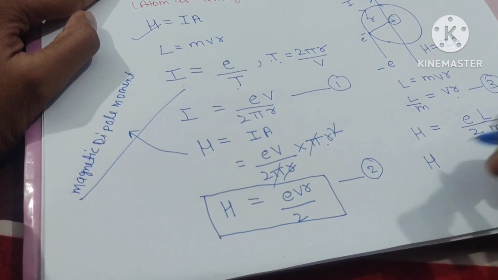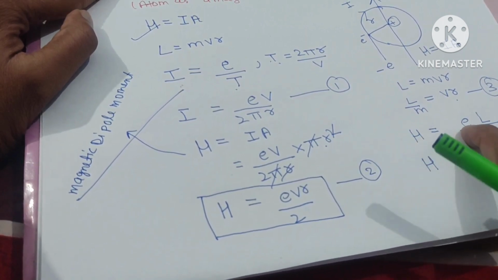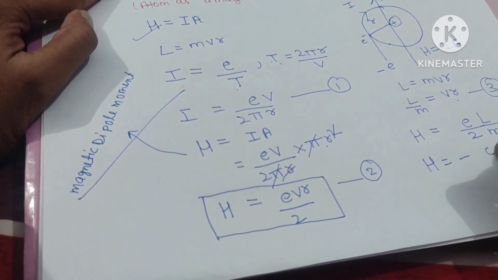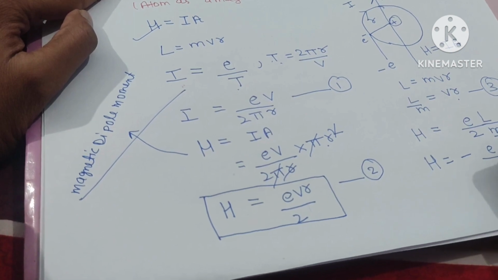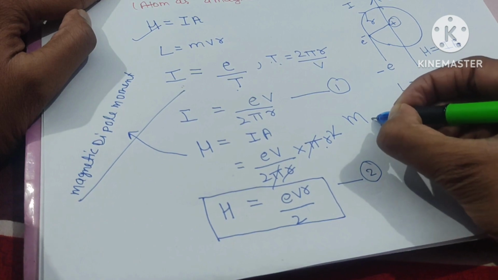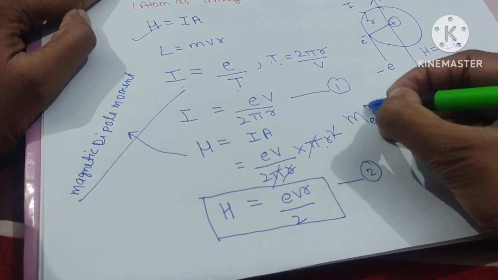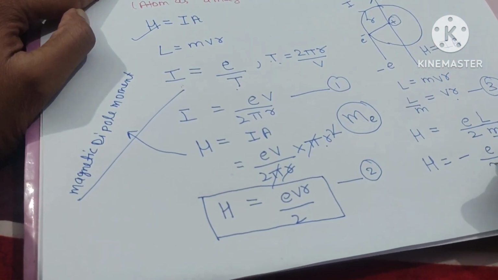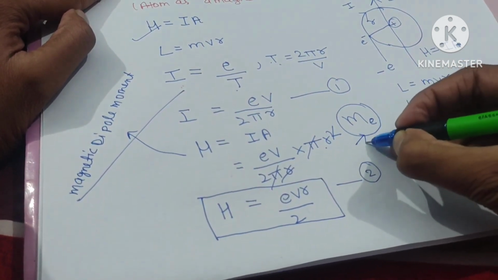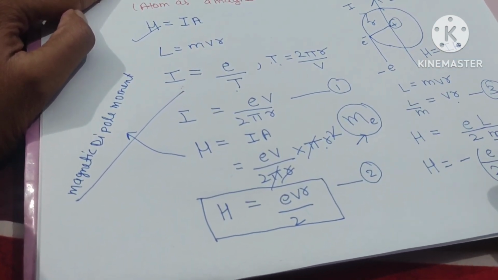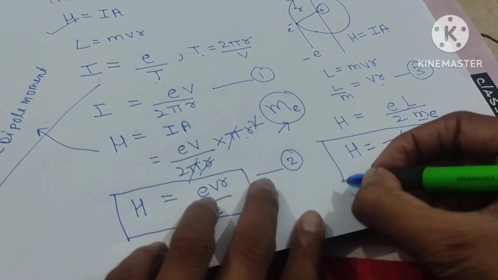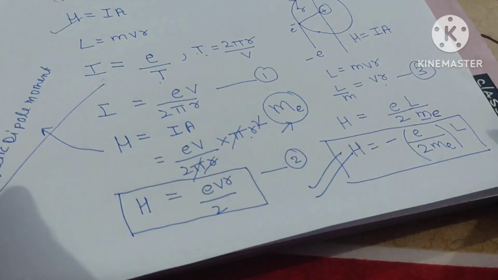So it is not accomplished yet. We know it is an electron charge. Electron has a minus charge, so we'll write the minus here, and m is the mass of an electron, so we'll write m e here. So it is minus e by 2 m e into L. It is the symbol of the mass of the electron, and it is L. We proved it. So this is what we had to prove.